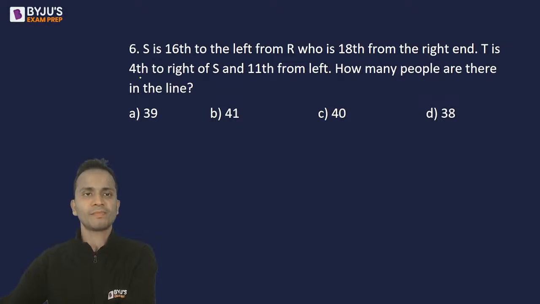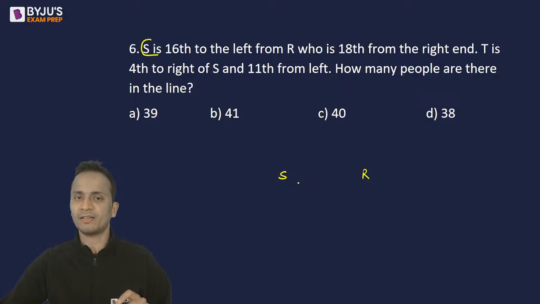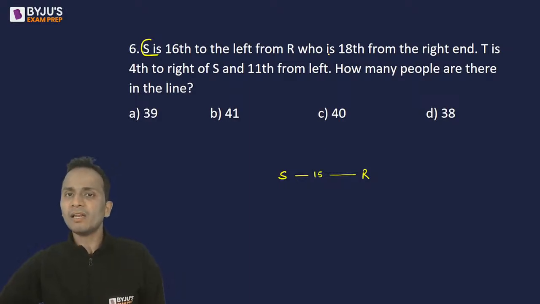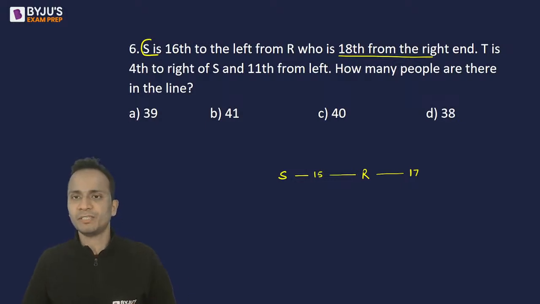Shall I solve it? So I'll start from here. S is 16 to the left from R. So if R is here, S will be on the left, and S is 16 to the left of R. So that means there should be 15 people between S and R. R is 18th from the right end, so that means on the right of R, there should be 17 people. This is the first statement.